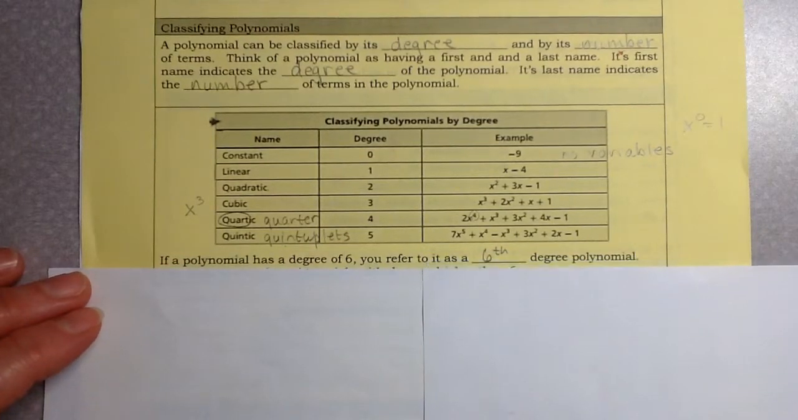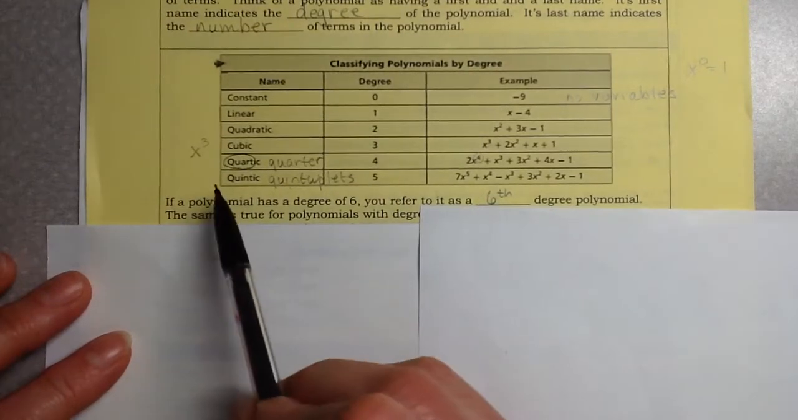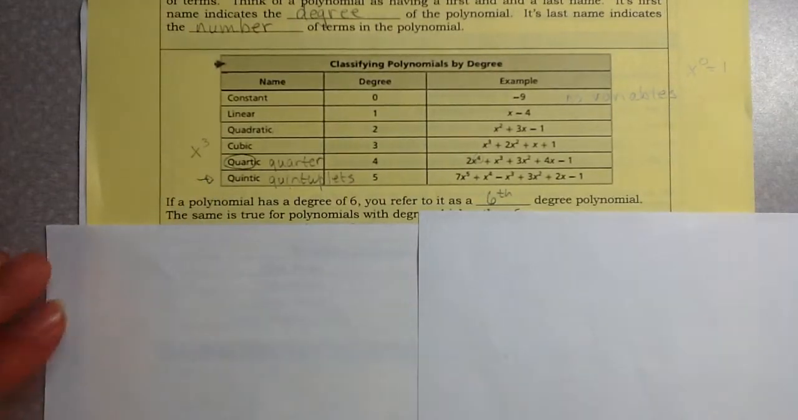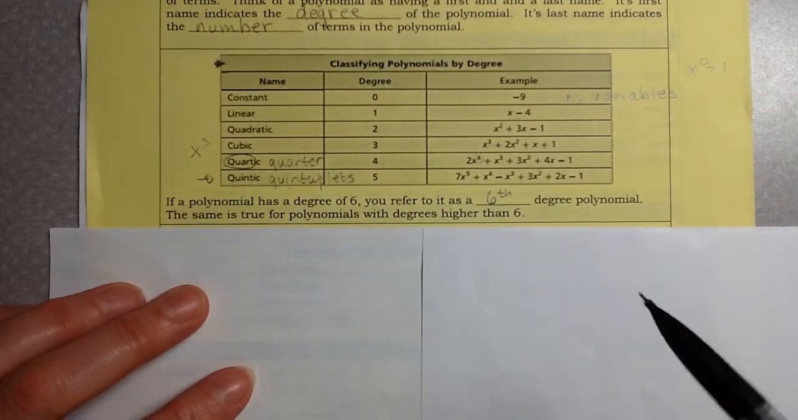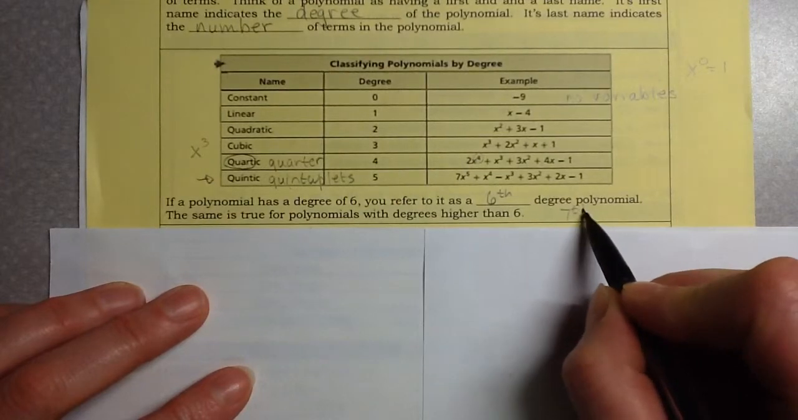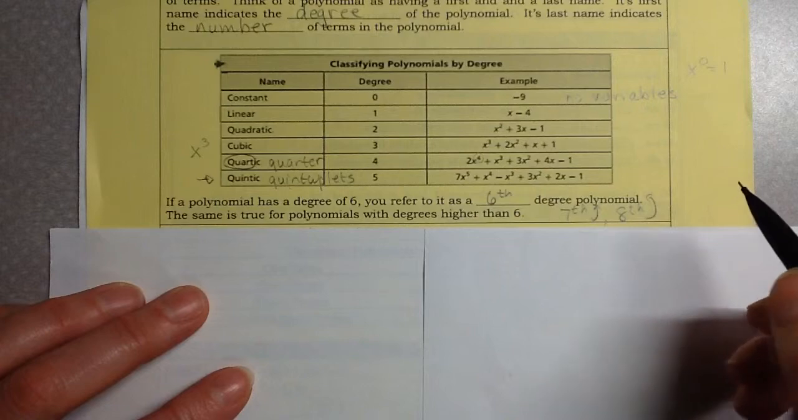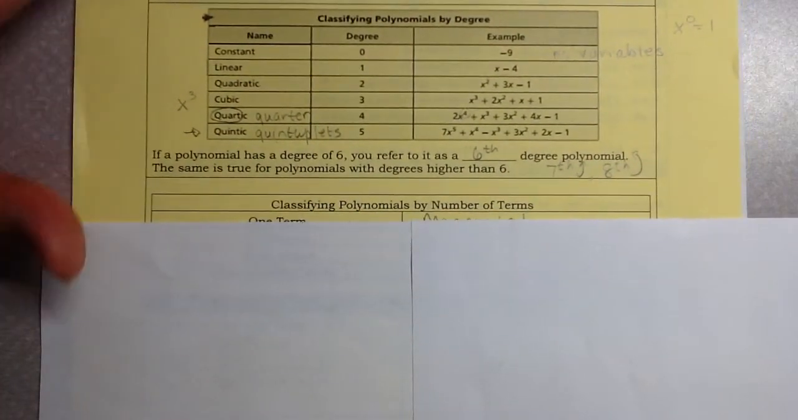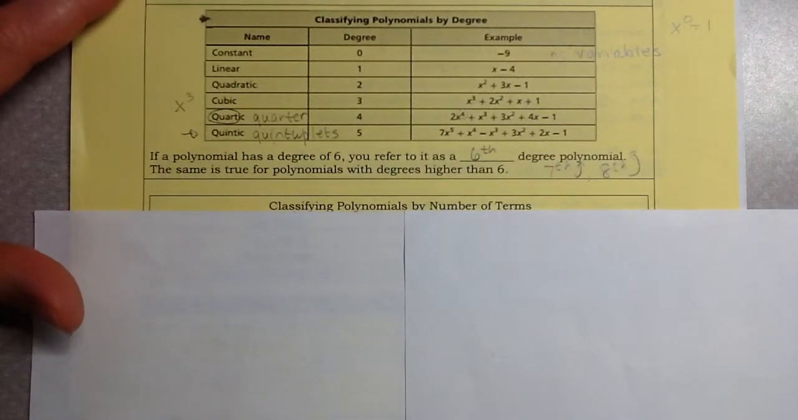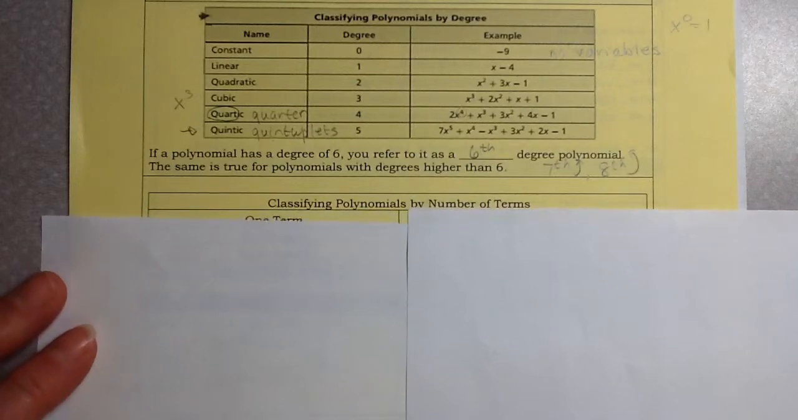If a polynomial has a degree of 6, we just have specific names up to 5. If it has a degree of 6, you refer to it as a 6th degree polynomial. So the same is true for polynomials with degrees higher than 6. So you would have a 7th degree polynomial, 8th degree polynomial, and so on, depending on the exponent. Now, that would be their first names for the polynomials. Now, the last name, you would classify the polynomial by the number of terms.